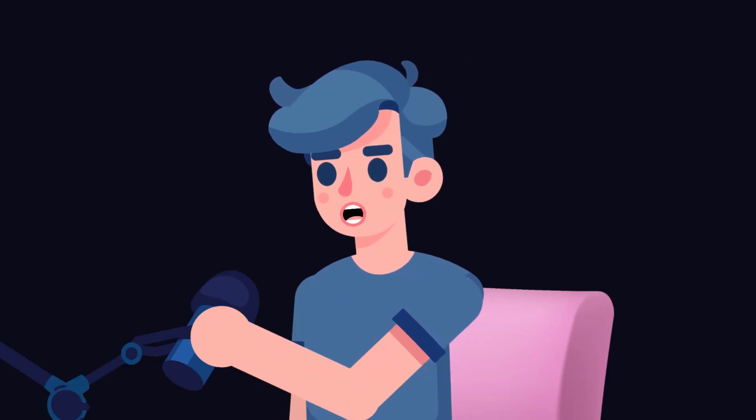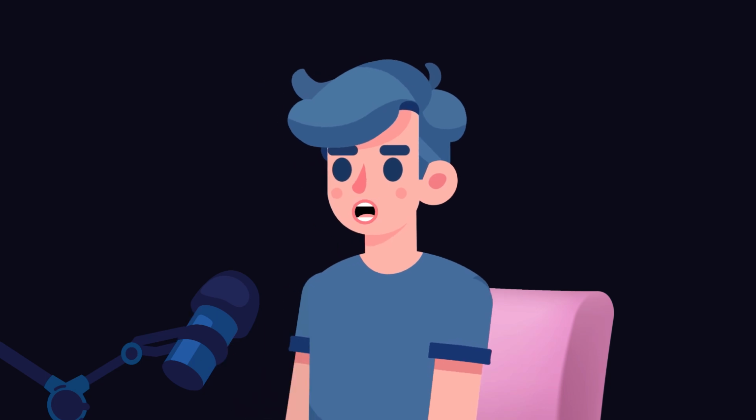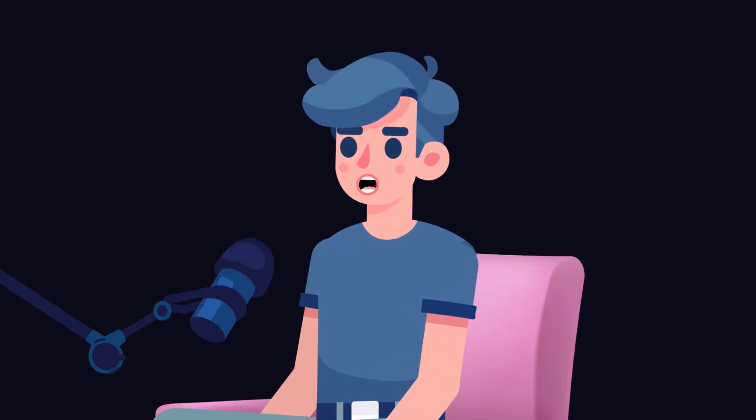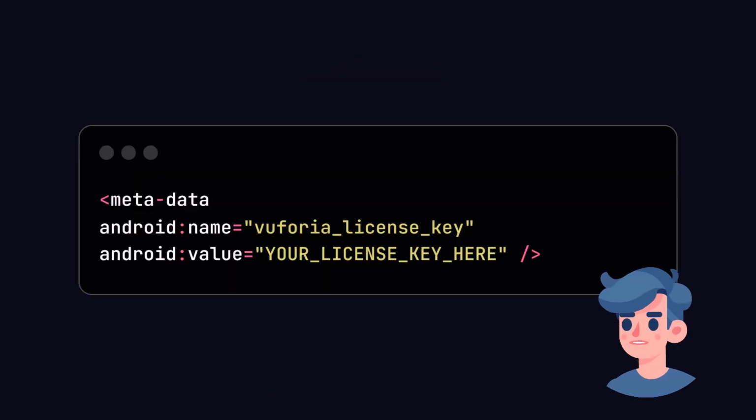Once the sync is complete, we need to include the Vuforia SDK license key. You can get your license key from the Vuforia developer portal under the License Manager. To add the license key, go to your project's AndroidManifest.xml file and include the following metadata within the application tag. This will allow Vuforia to access the license key at runtime.